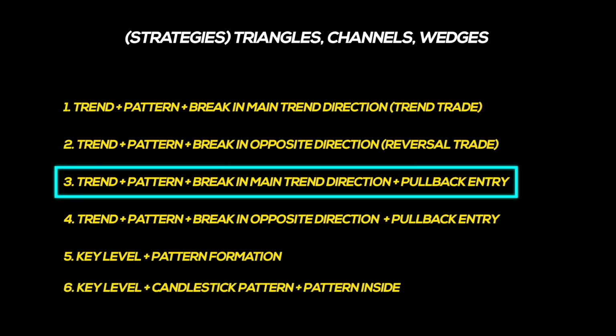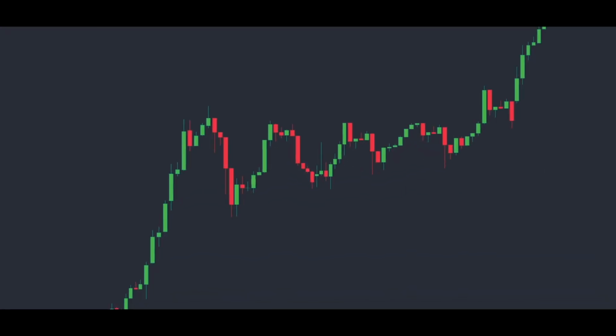Now, moving on to the next variation. Identifying a trend followed by the pattern formation, followed by a break in the main trend direction, but instead of taking a breakout entry, this time you will wait for a pullback entry. This is a trend trading strategy and this is the Bitcoin chart.